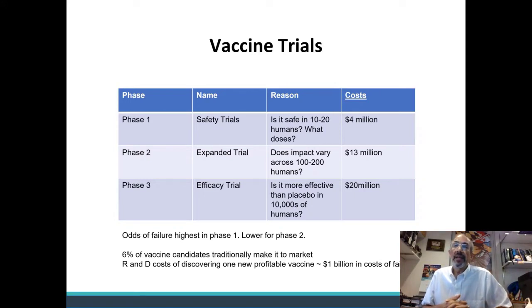In phase 3, this is an efficacy trial, and that asks the question, is this product more effective than a placebo in tens of thousands of human beings?